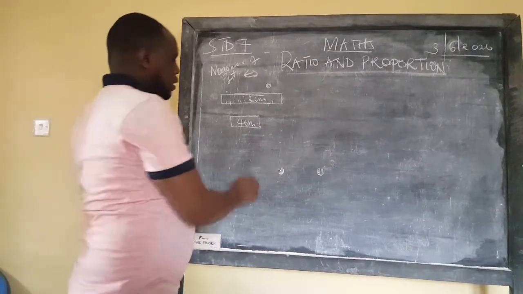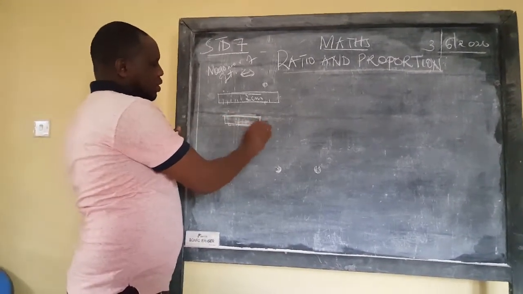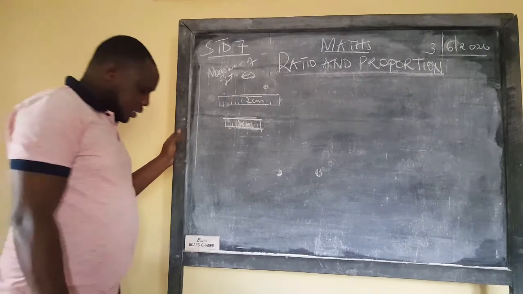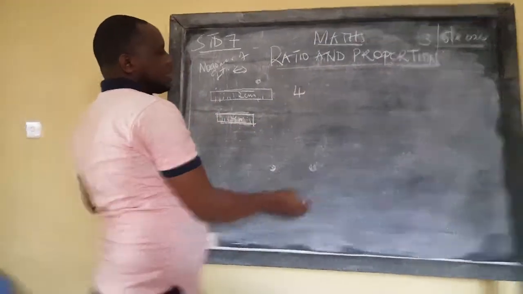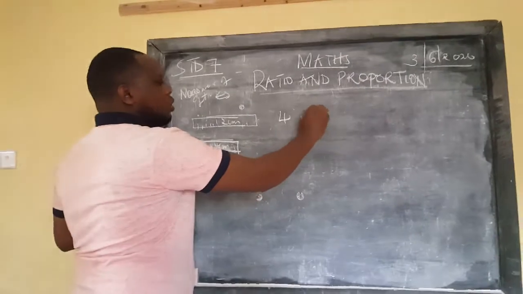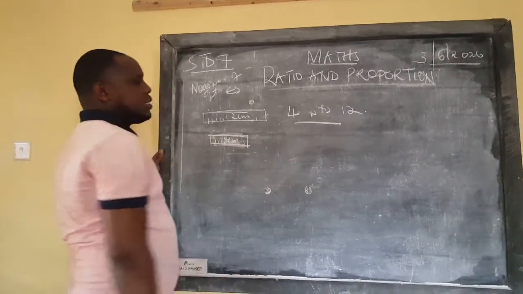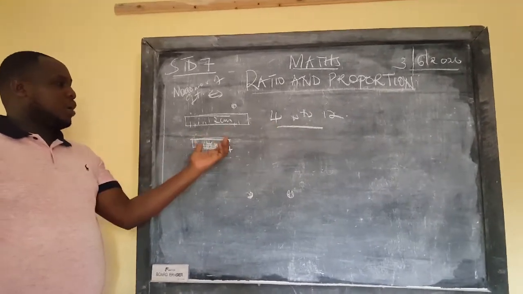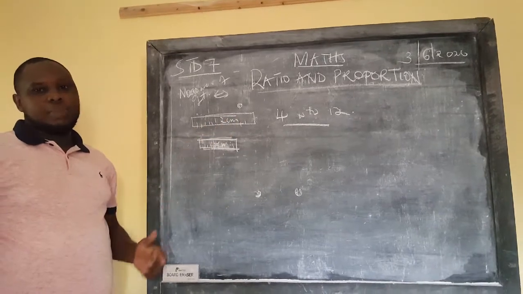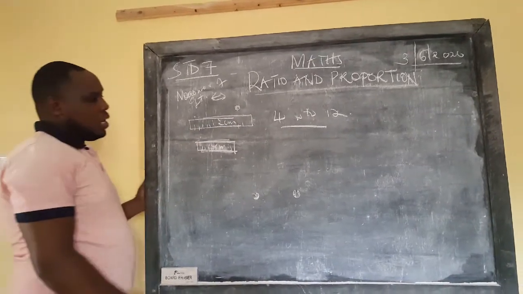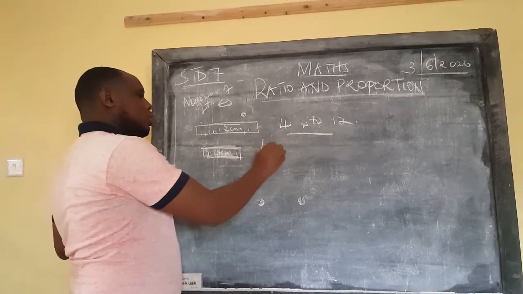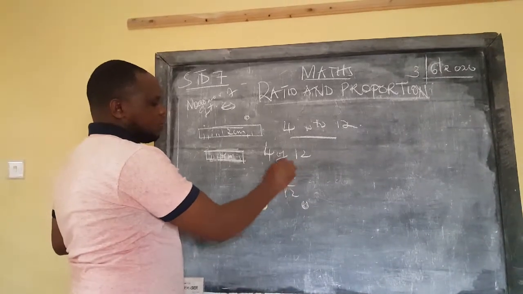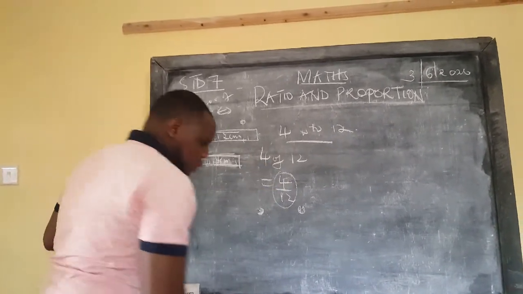So ratio is written as, we can start with any part, the smaller one or even the bigger one, but it's always good to start with the smaller one. So the ratio in this case will be 4 is to 12. What this means is that for every 4 parts we have of this smaller ruler, in the other ruler we have 12 parts of the same. So the smaller ruler is 4 out of the bigger ruler's 12.